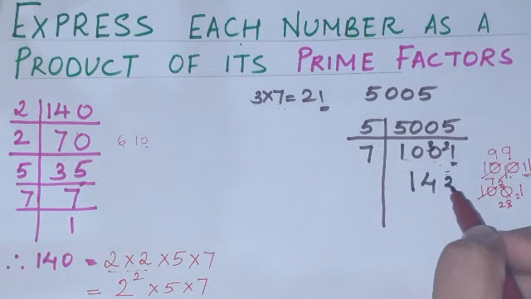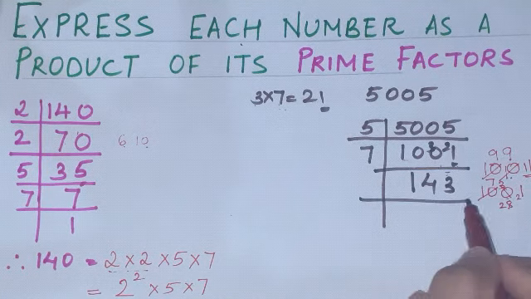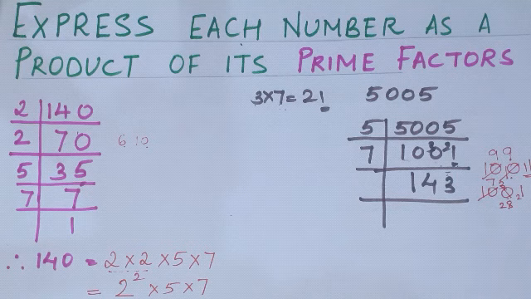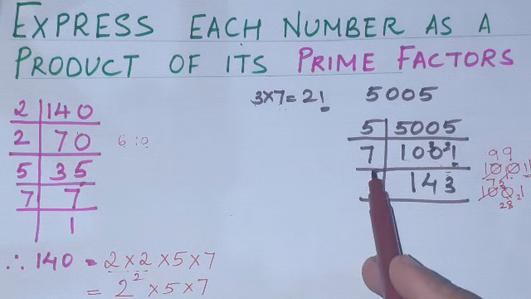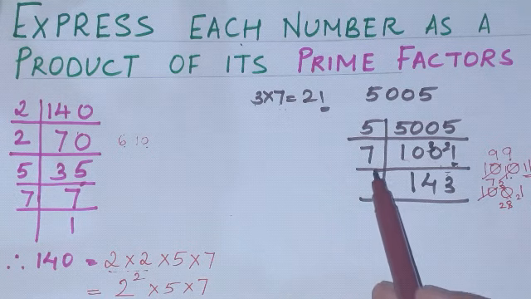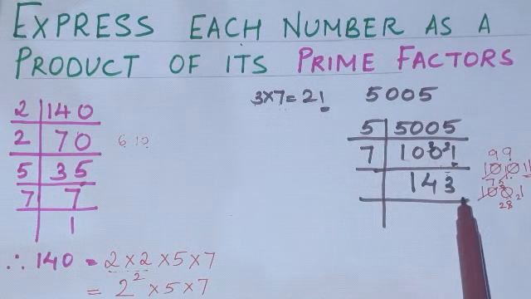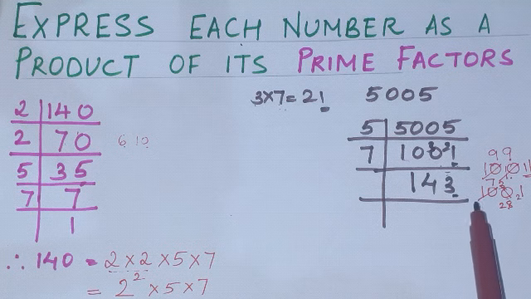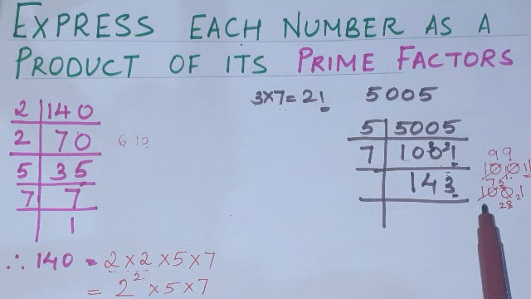7 3s are 21, 143. Now 143. Now we have to check 143 in which table it can be. So we have reached 7, so we can't use a lesser number now, so we will have to take a larger number. So 8 we can't use because in 8's table there is no number which is ending with 3. 9 also no, 10 also no, correct, because in 10 all the numbers end with zeros.